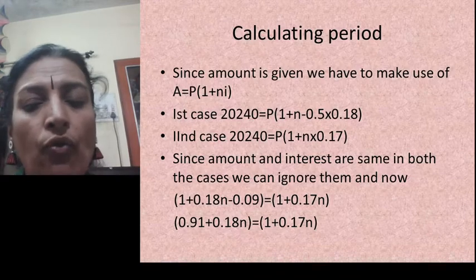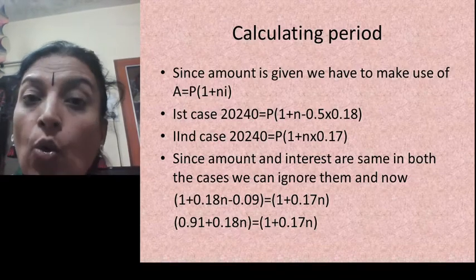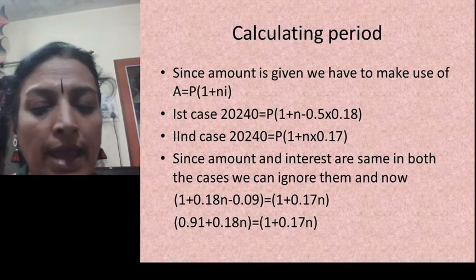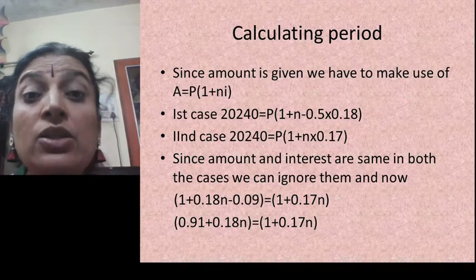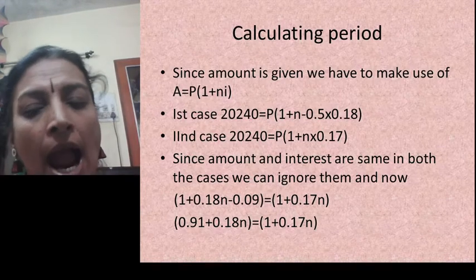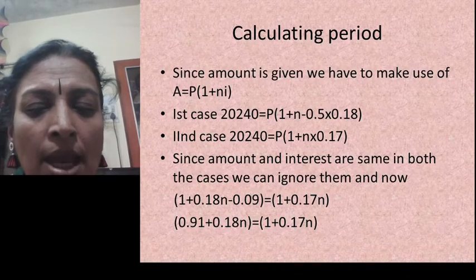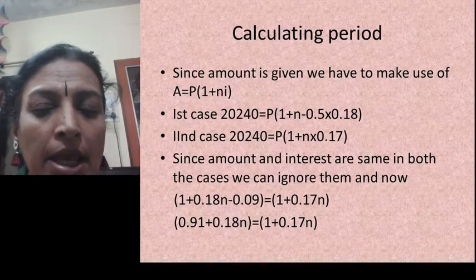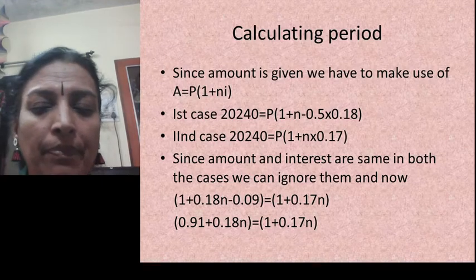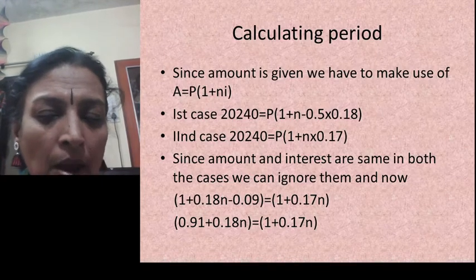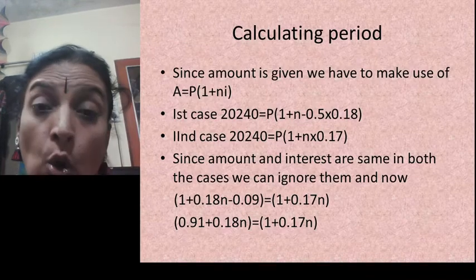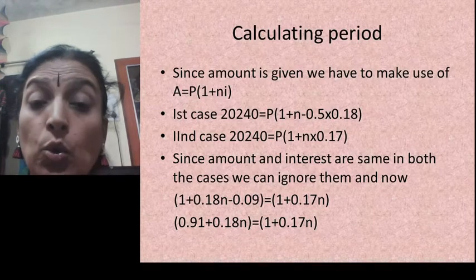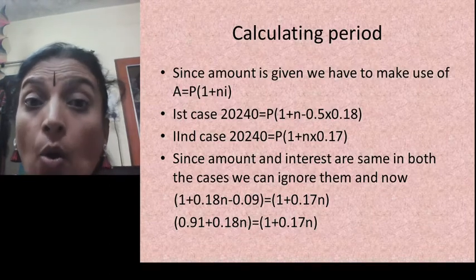So 0.18 into 0.5 is 0.09. Here the minus sign is there for 0.5, therefore the answer becomes minus 0.09. And in the second case, P in the bracket 1 plus n into 0.17, here 0.17 n. And the equation now becomes 1 plus 0.18 n minus 0.09 is equal to 1 plus 0.17 n.